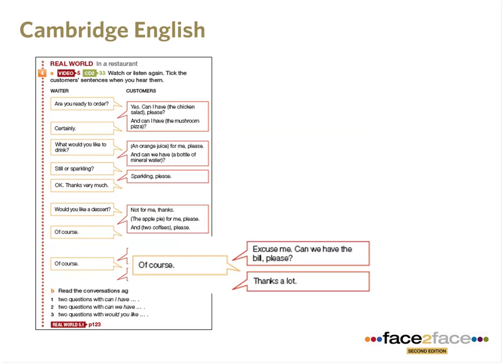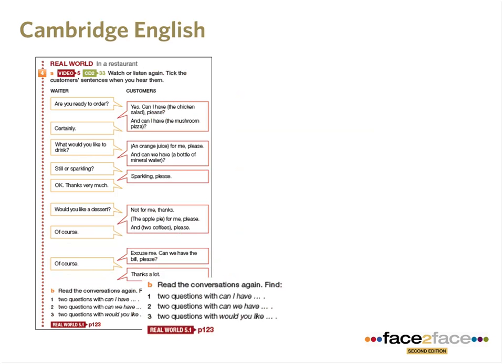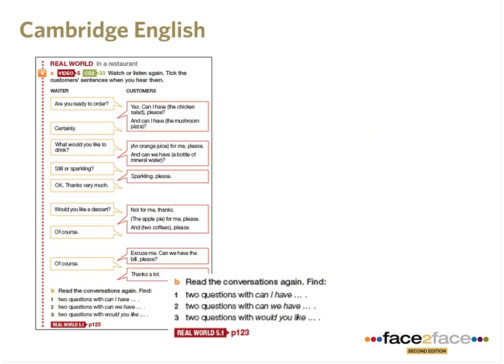As I said before, we don't really deal with grammar very much when we teach real-world functional language. But here we do ask them to just find two questions with can I have, can we have, and would you like? So we can identify the three different sentence stems that are used in the conversation. Then, of course, they can check their answers in the language summary.